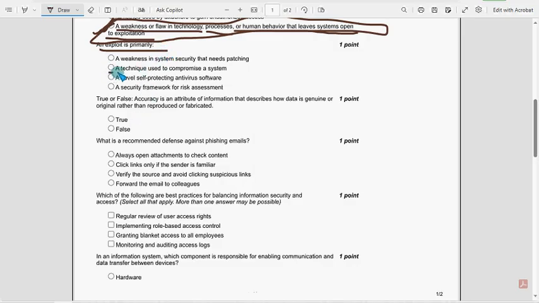So it is a technique used to compromise a system. It can be a code or something. So it's a technique. Okay.